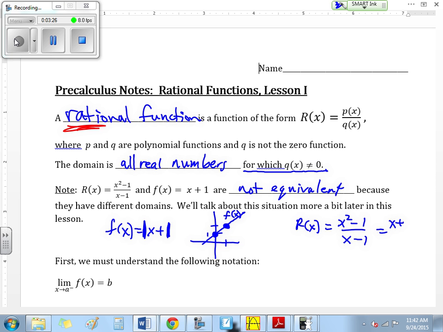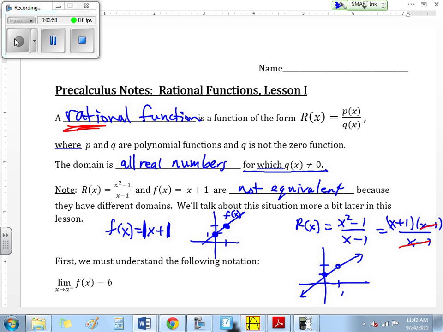But r of x, even though it simplifies to give us the same expression, watch this. If you factor the top, this cancels out. It does appear to simplify to the same thing, but x equals 1 is forbidden. So r of x has a very slightly different graph. It also passes through 0, 1. It also has a slope of 1, but it's got an open point at x equals 1. Why? Because 1 was out of domain. So is it a line? Not really. It's a line with a hole punched in it.